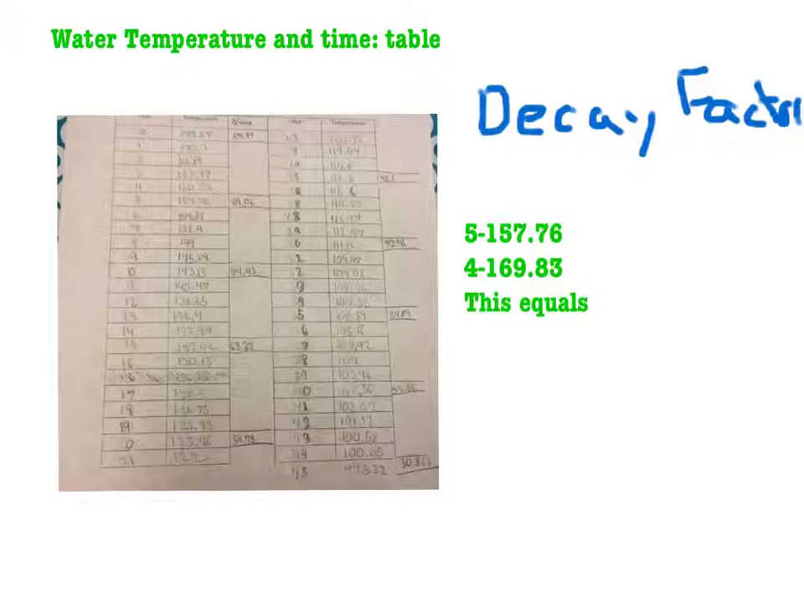To find the decay factor, we will take 2 points and divide them. So, if we take the temperature at 5 minutes, which is 157.76 degrees Fahrenheit, and divide it by the temperature at 4 minutes, which is 169.83 degrees Fahrenheit, we will get 0.92893. This is then the decay factor, and because it is less than 1, it is decaying exponentially.